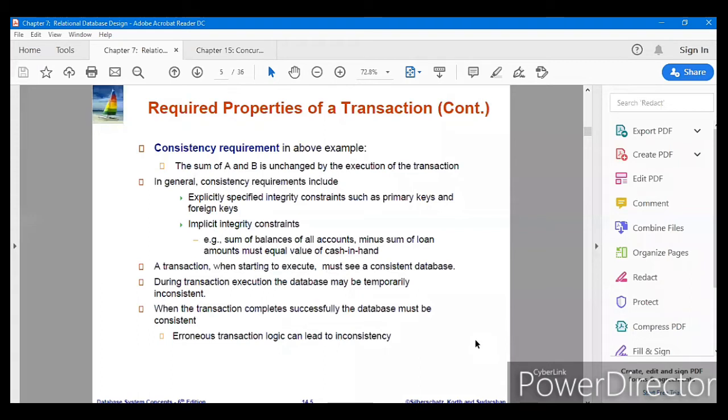So ultimately, consistency means that the sum of A and B, in our previous example of the dollar transfer between accounts A and B, is unchanged by the execution of transactions being run concurrently. An example given here is that the sum of balances of all accounts, minus the sum of loan amounts, must equal the value of cash in hand.